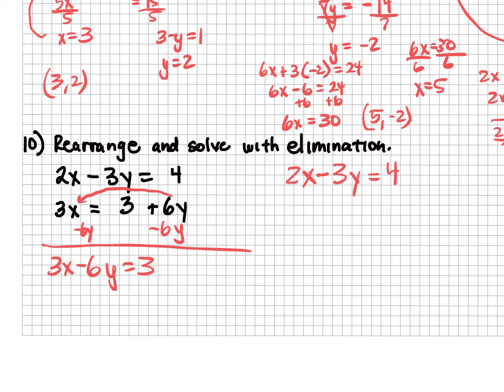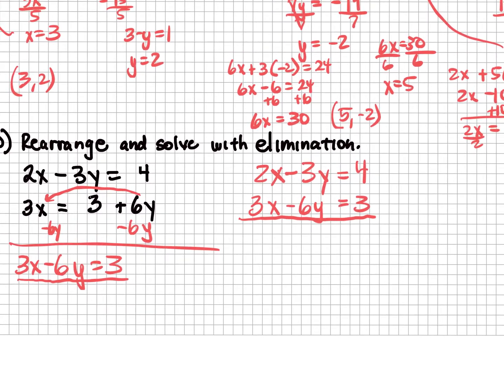All right, so now I've got 3x minus 6y equals 3, and that fits this equation. 3x minus 6y equals 3. Okay, so now they're in the right columns. I'm going to make everything in the top one twice as big. 4x minus 6y equals 8. Okay, I'm going to switch the signs.